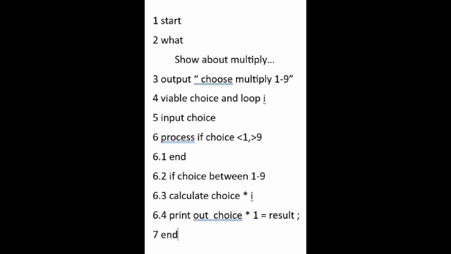Output. Choose a number 1 to 9. This means the program will display a message to the user asking them to select a number between 1 and 9. This is the key input that the user will provide, and it will drive the rest of the program. Why is this step important? It establishes communication between the user and the program by clearly stating the user's expected action, choosing a number.